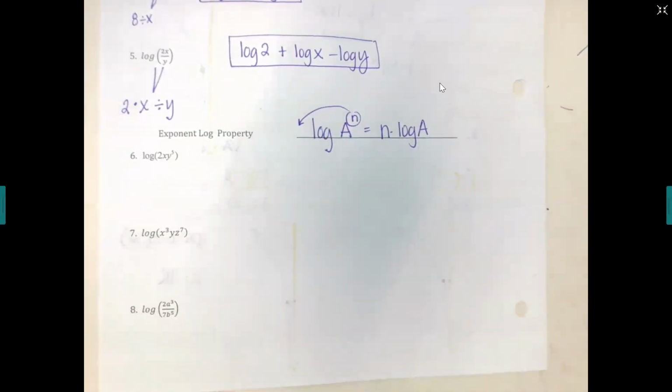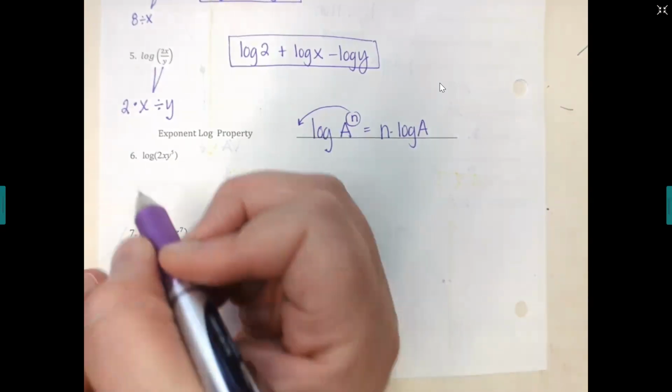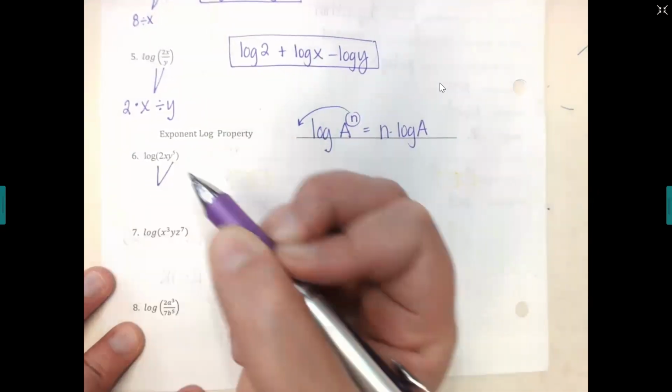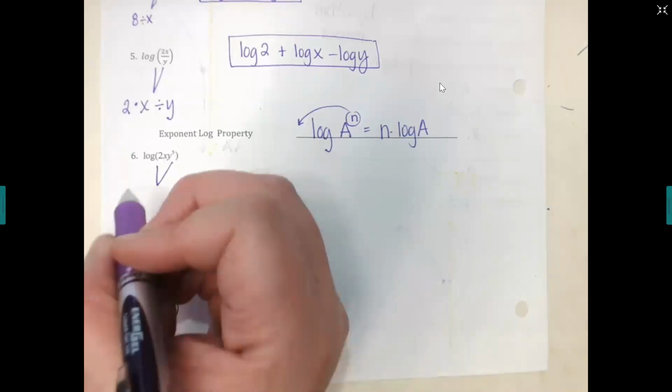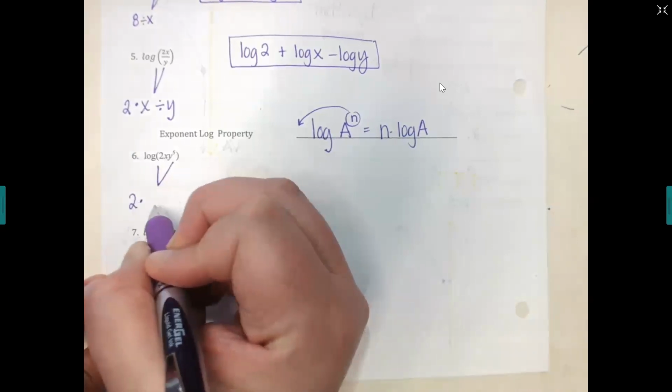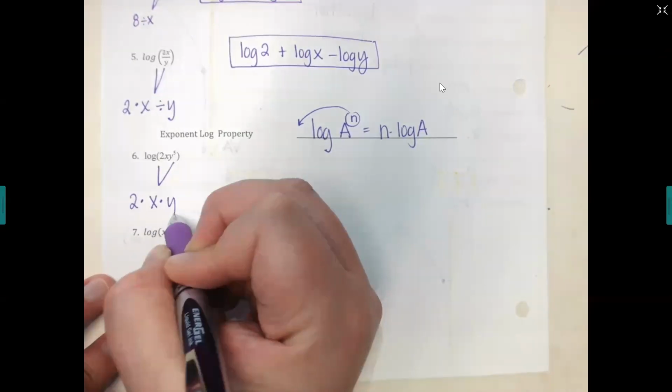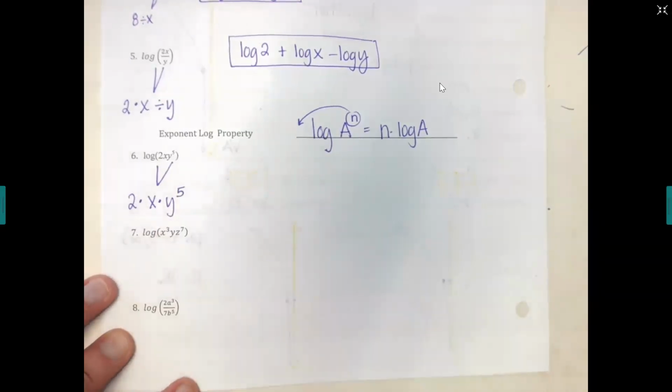The n can drop down to the front and become n log a. So let's take a look at number 6. I have the log of 2xy^5. What is the operation between the 2, the x, and the y? Is it multiplication or division? Multiplication. That's 2 times x times y^5.